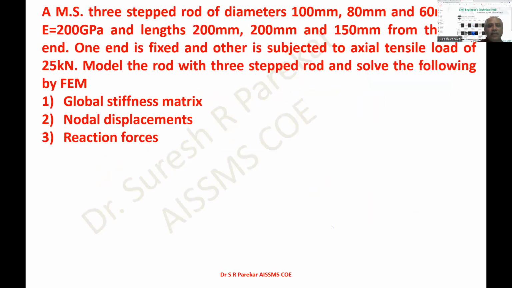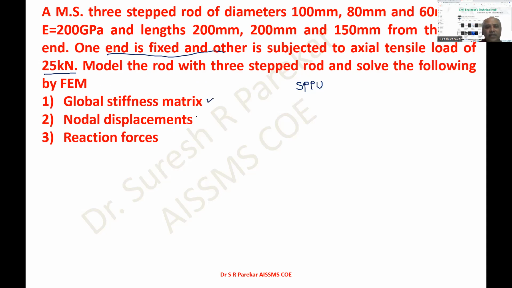Now this question was asked in the SPPU examination. A mild steel 3-stepped rod of diameter 100 mm, 80 mm and 60 mm, of E 200 GPa and length 200, 200 mm and 150 mm from the first end. One end is fixed. So this is most important. Diagram is not given. You have to plot the diagram. One end is fixed and the other is subjected to axial tensile load of 25 kilonewton. Model the rod with 3-stepped rod and solve the following by FEM.